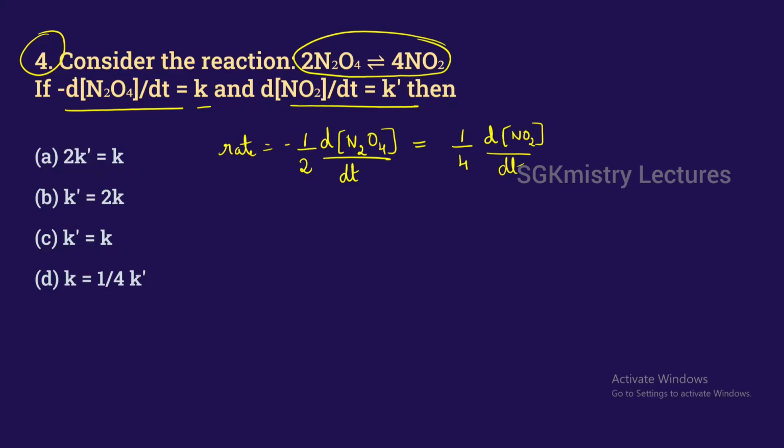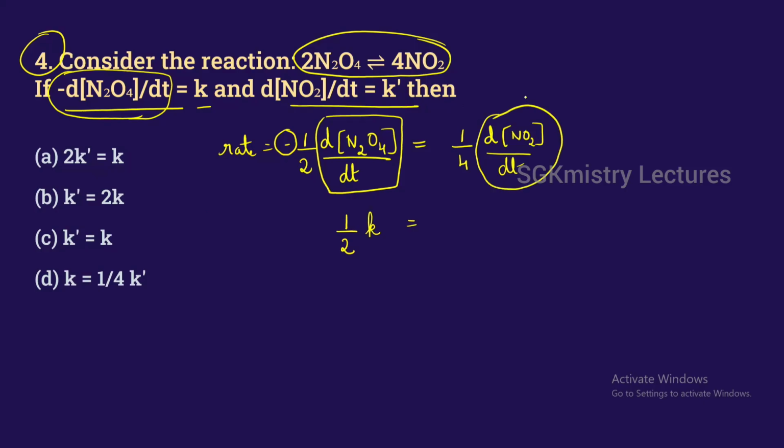Now, what is given here? Minus d of N2O4 by dt. This part is represented as K. Now, what is remaining? Only half is remaining, right? Half into this entire part, whatever I have circled, that is K. Correct? I hope it is clear. Now, here d of NO2 by dt, this is represented as K dash. So now what is remaining? 1 by 4 K dash is remaining.